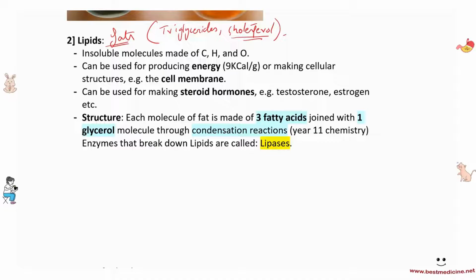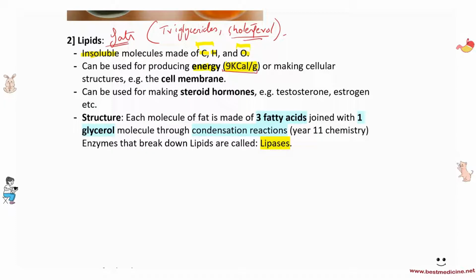Okay, so what are lipids? Lipids are insoluble molecules made up of carbon, hydrogen, and oxygen. These are insoluble, okay? And these are also made up of carbon, hydrogen, and oxygen. Now, these can be used for producing energy, and look at the energy that they produce, 9 kilocalories per gram. Remember the sugar's energy? The sugar's energy was 4 kilocalories per gram. So lipids actually produce 9 kilocalories per gram.